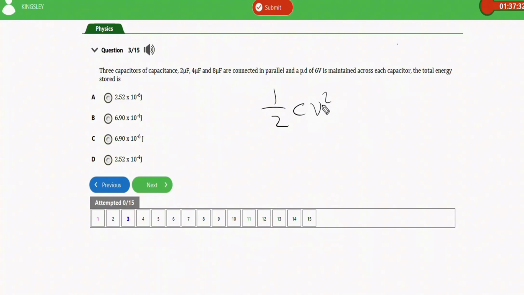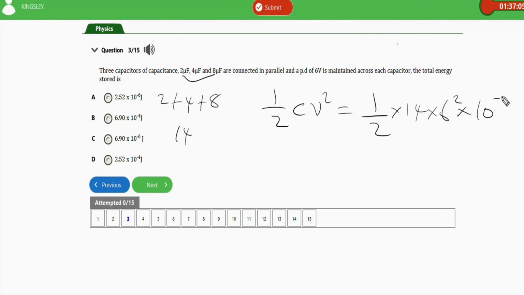Alright, now let's get the parameters. We have the capacitors with these values connected in parallel. So it will be 2 plus 4 plus 8. You get the sum. So that will give us 14 microfarad. So we are going to have half times 14 times 6 square times 10 to the power negative 6 because of the micro. They are very, very important.